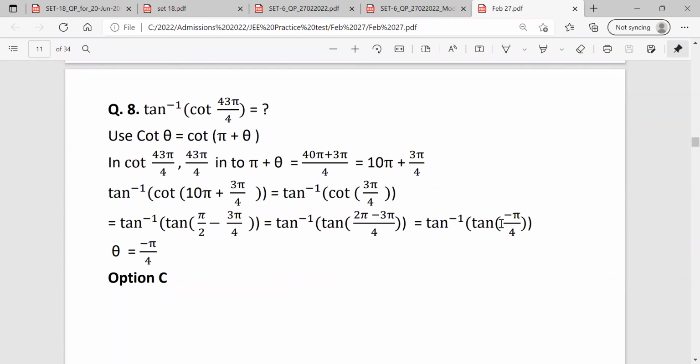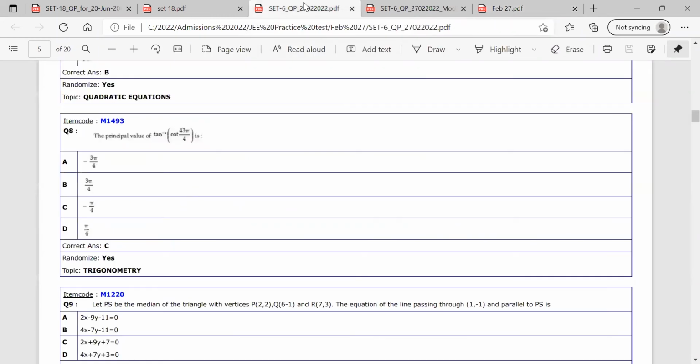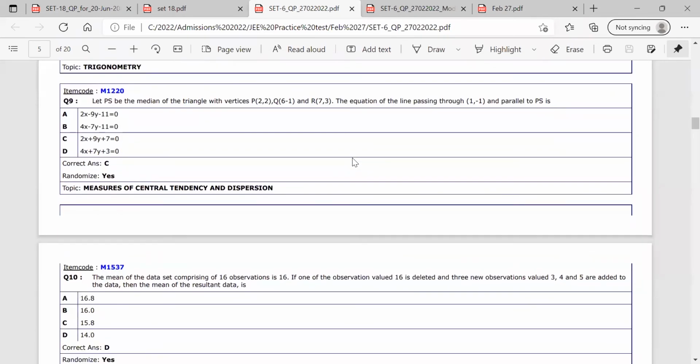It's really easy to solve this question, but you have to have an understanding of what to substitute at which part of the question. You'll have an idea about it when you are strictly practicing these questions. Now we'll move on to the next question, question number 9.